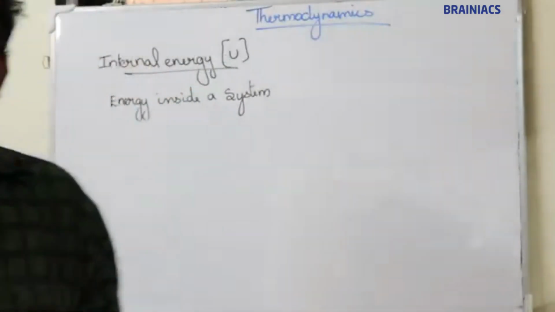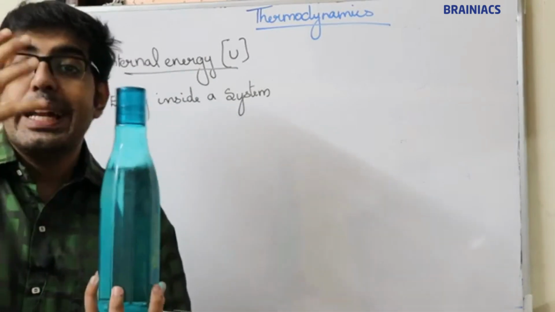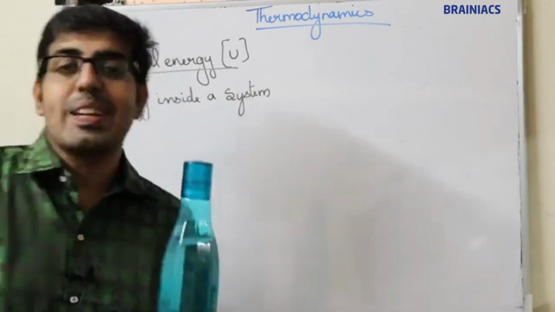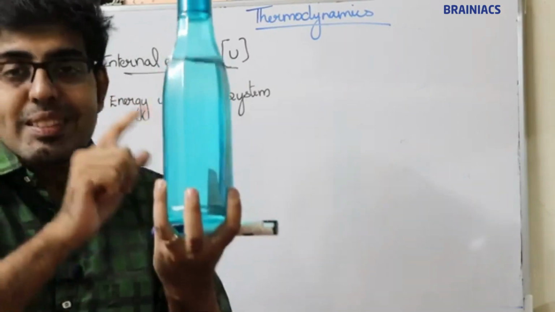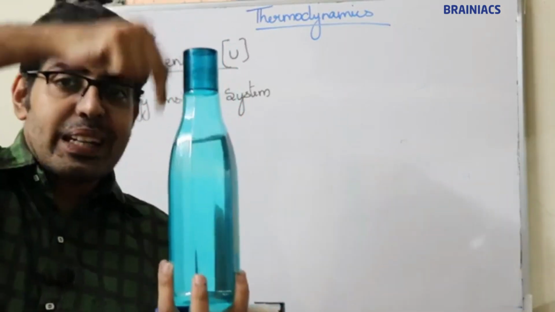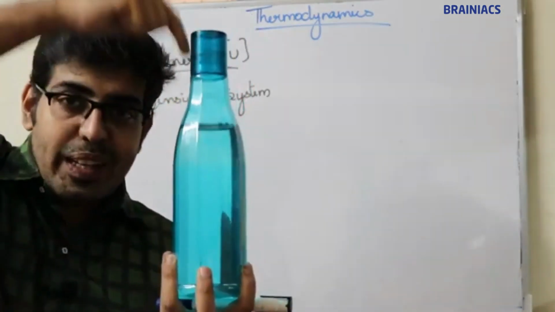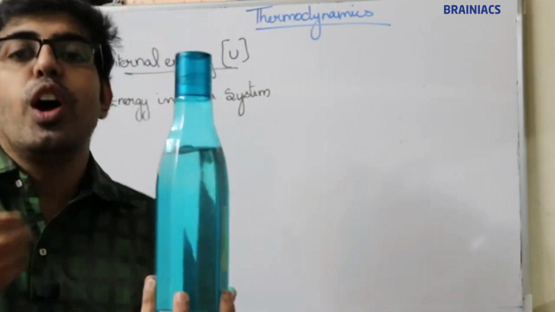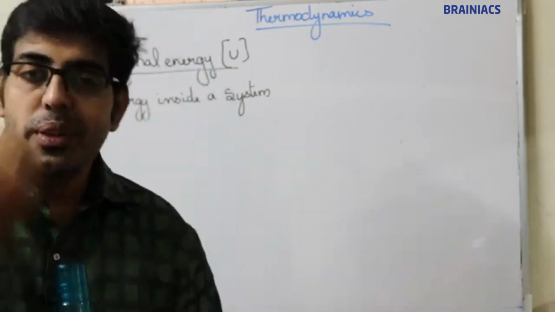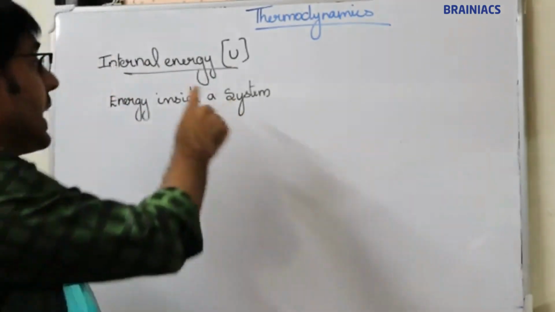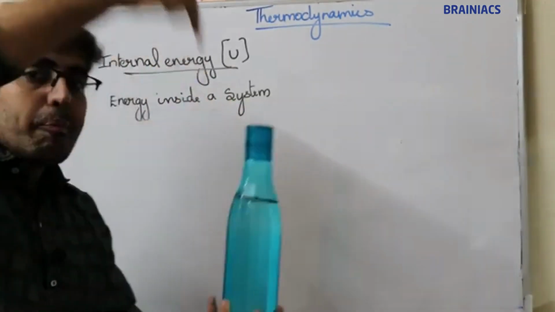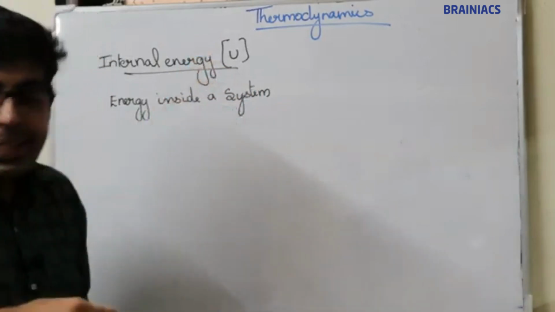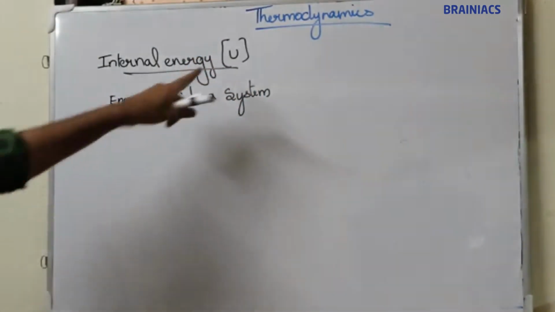Internal energy is the energy inside a system. If you consider this as our system, then the energy inside this system is known as internal energy. So internal energy is the energy inside a system, or intrinsic to a system. Internal energy is represented by U.